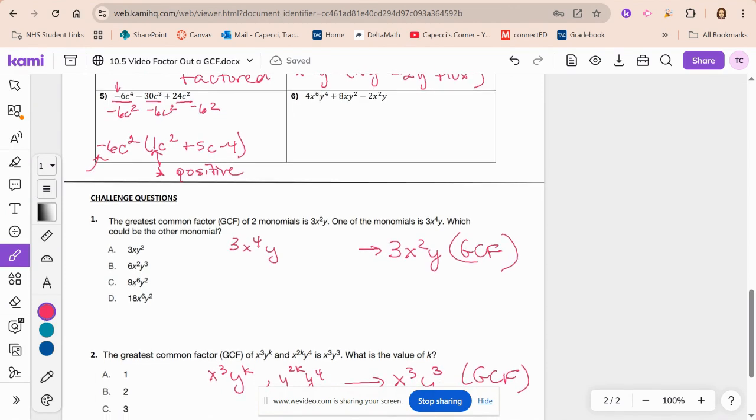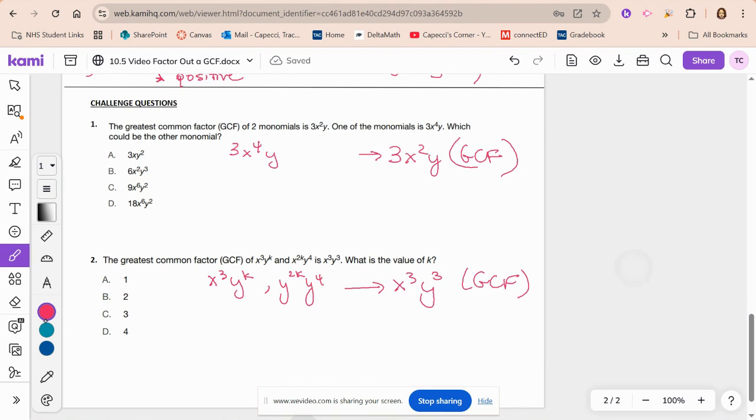Okay, let's take a look at one more. My greatest common factor, I have a 2. And then my lowest power for my x is x to the first. And my lowest power for y is going to be y to the first. So I'm going to divide everything by 2xy. And that leaves me with 2x to the fifth, y to the third, plus 4y minus x. And that should be it for that one.